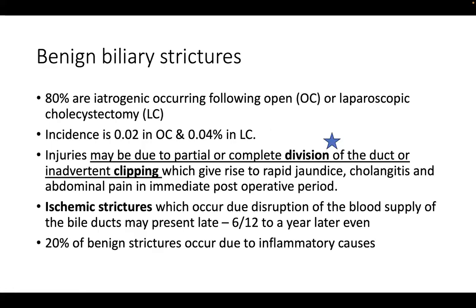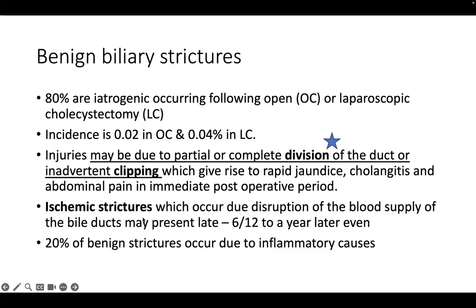Injuries may be due to a partial or complete division of the duct or inadvertent clipping, which gives rise to rapid jaundice, cholangitis, and abdominal pain in the immediate post-operative period. Here I have put a star just to explain what will happen. There will be a leak or damage to the ducts, which will cause biliary peritonitis. The bile will get absorbed, resulting in jaundice. That's how you get your jaundice.